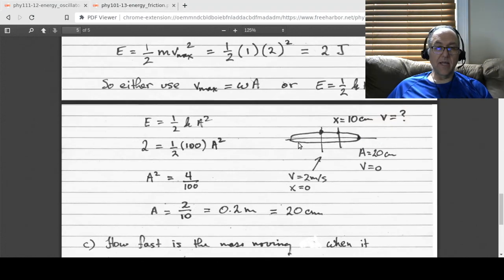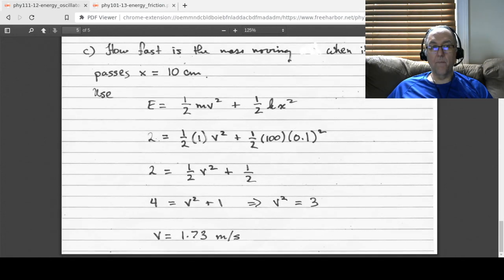Okay? So let's look at this diagram again. What's the maximum velocity? 2. All right? At equilibrium, it's 2. At maximum displacement, the velocity is 0. So the velocity at some intermediate point has to be bigger than 0 but smaller than 2. And what did we get? We got 1.73 meters per second.